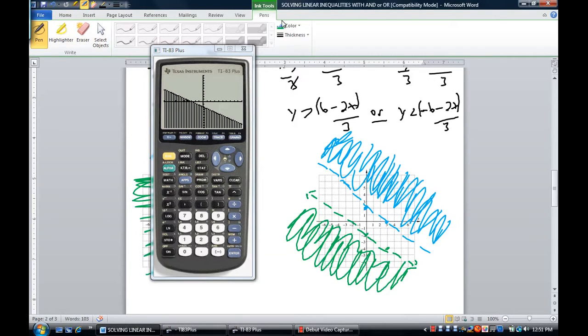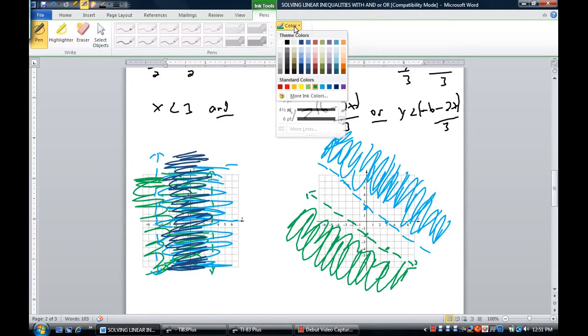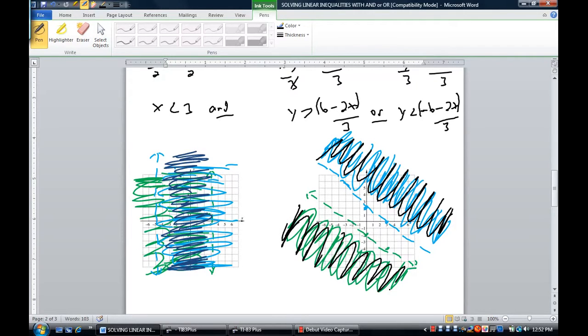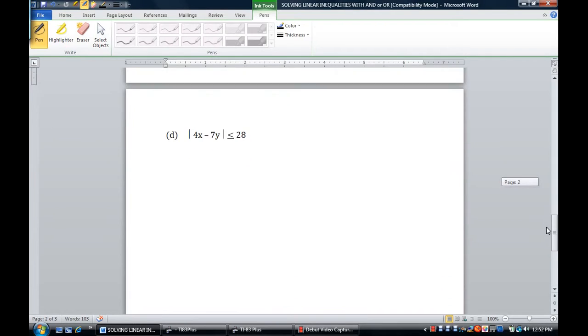Since it's an OR, it takes everything that's shaded, so it's going to be all of this and all of this, including the lines. That's what we're doing. Let's do one more.